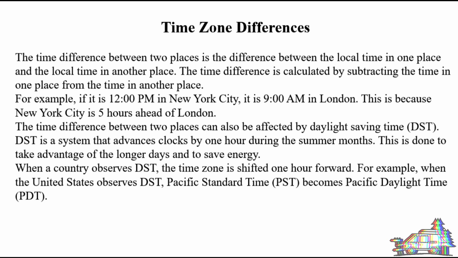The time difference between two places can also be affected by daylight saving time, DST. DST is a system that advances clocks by 1 hour during the summer months. This is done to take advantage of the longer days and to save energy. When a country observes DST, the time zone is shifted 1 hour forward. For example, when the United States observes DST, Pacific Standard Time, PST, becomes Pacific Daylight Time, PDT.